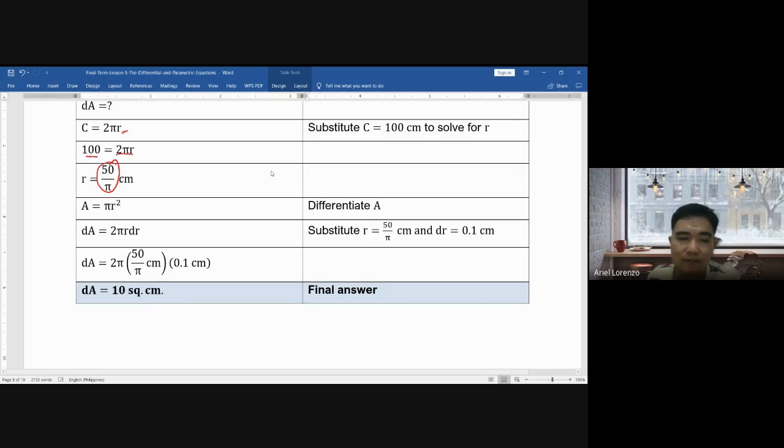Okay, so here, class, the formula for area is pi r squared. Okay, so the differential of A is equal to baba. Okay, copy the base. Then, constant pala si pi. So, multiplier si pi. And then, copy the base, minus 1. Derivative ni r or the differential of r is dr. So, dA is equal to 2 pi r dr.